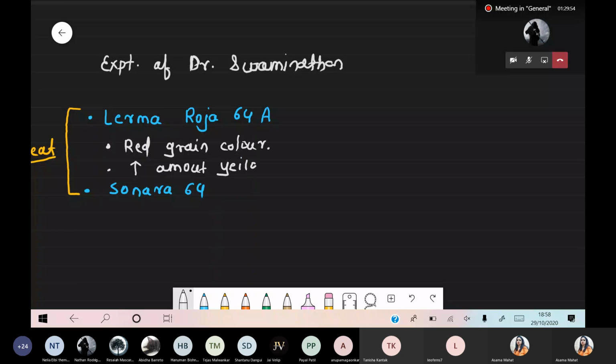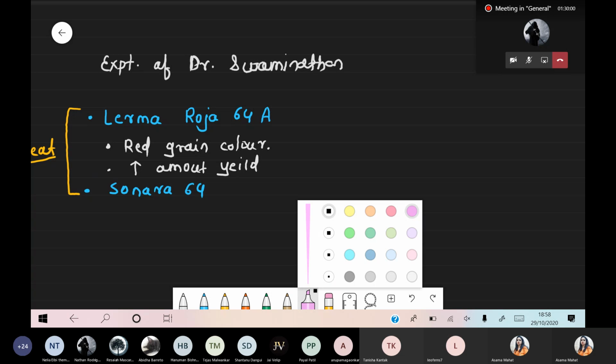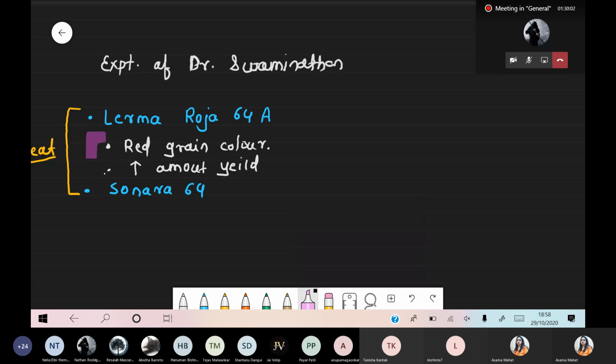High amount of yield. These are the common points for both the species, Lerma Rosa as well as the Sonara. Both of these are varieties of wheat and they have red color grains, but they are also of good quality and have a high amount of yield. So these are some specific conditions with respect to both these species.